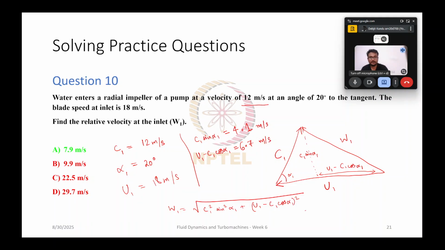Now, if we take their squares and sum them up, let's see what we get. 4.1 squared plus 6.7 squared gives me 61.7. If I take a square root of that, I get 7.85 something, which can be approximated as 7.9 meters per second, which is the answer, which is option A.